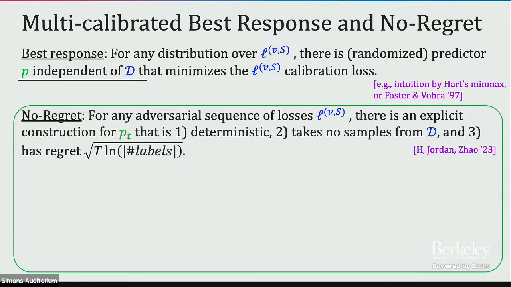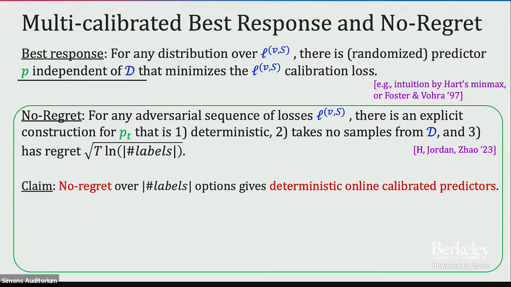The second thing that I want to actually better understand is a no regret version of this. The no regret version says that for an adversarial sequence of L's, you could construct this predictor PT that has three properties. First, it's deterministic. The top one couldn't be deterministic. Second, it takes no samples from D, just like the top one. Third, its regret is independent of X, importantly, but it has a very particular form, square root of T log of the number of labels.